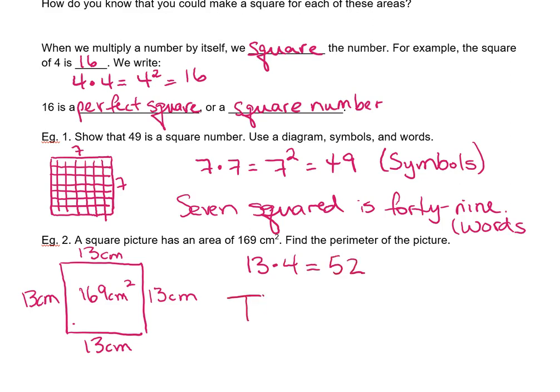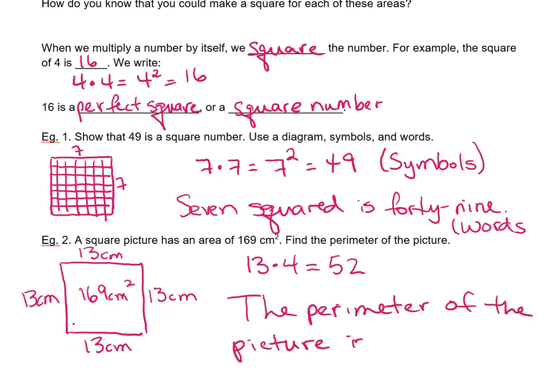So the perimeter of the picture is 52, and 52 what? Well, it's distance. How far do you go? You go kilometers or meters, or in this case centimeters, so the perimeter is 52 centimeters.